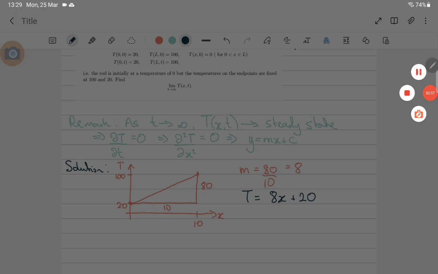Okay, so it's in steady state. When time goes to infinity, it's just a straight line between the temperatures that you know. What we got up here. Last question: suppose that the calculations in part C were to be continued. If we were to continue these calculations here, when should we stop?